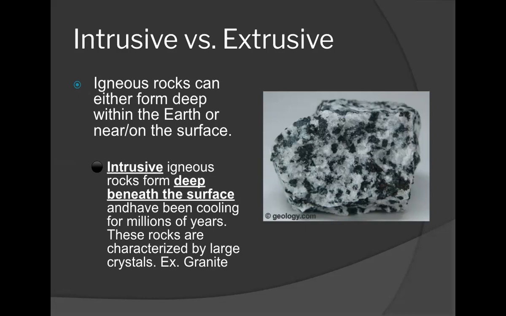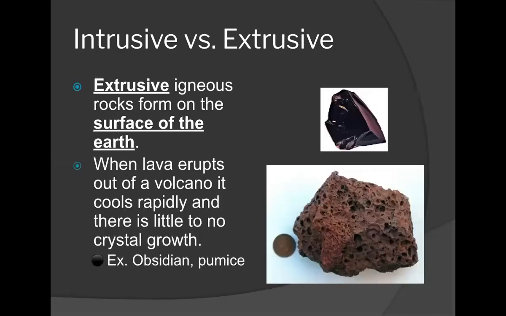So a lot of times you might see some houses have like a granite countertop. Okay, this is granite. Next is extrusive. So extrusive igneous rocks form on the surface of the earth. So intrusive inside, extrusive on the surface. So when the lava erupts out of a volcano, it cools rapidly and there is little to no crystal growth. So an example of this would be an obsidian or pumice.